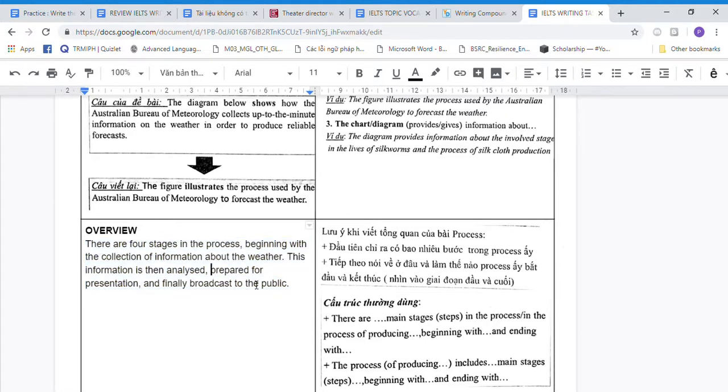So if you don't write it like this, you can write it another way, just giving out some examples.